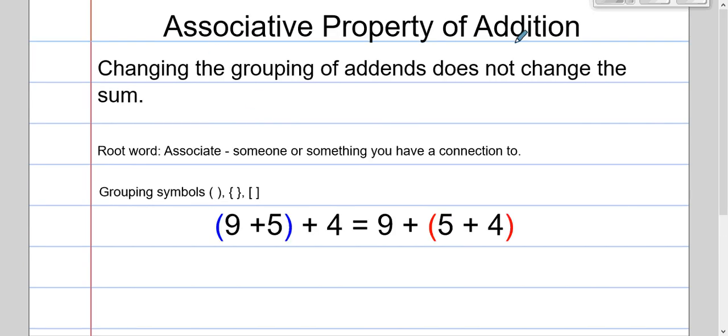The associative property of addition: changing the grouping of add-ins does not change the sum.